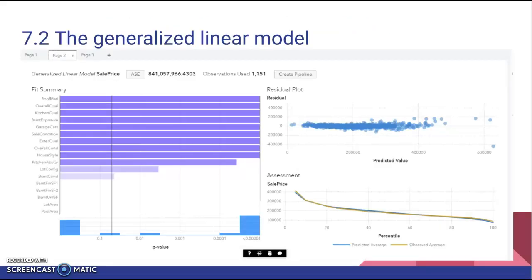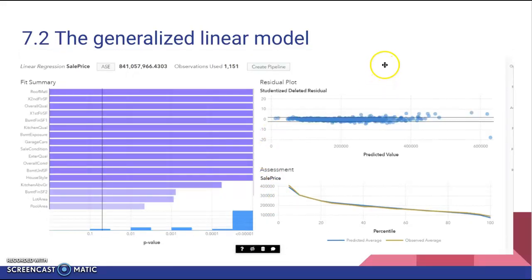And then this is the GLM, so the generalized linear model. This is the fit summary and the residual plot and the assessment of sales price. And then if we look at the logistic regression, we can see that yes, they are both the same, therefore they both meet the criteria and can be used in this case.